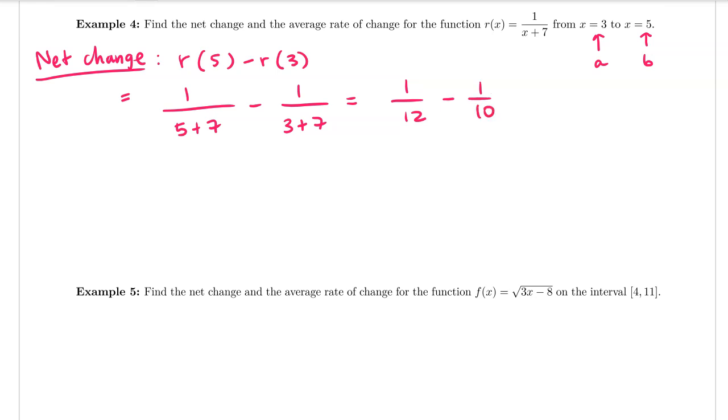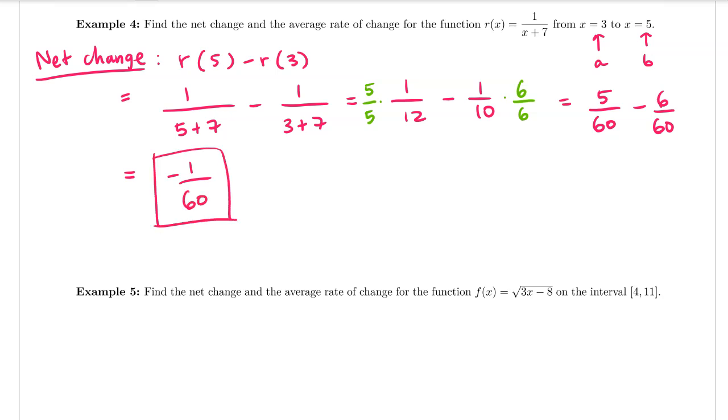How do we subtract fractions? We need to find a common denominator. I'm going to go ahead and multiply this second fraction by 6 over 6 and this first one by 5 over 5. If we do that, we get 5 over 60 minus 6 over 60. These now have a common denominator, so I can go ahead and subtract. 5 minus 6 is negative 1, so my final answer is that the net change is negative 1 over 60.